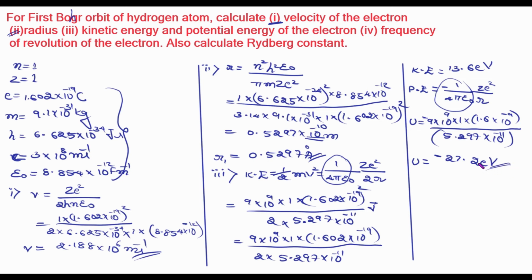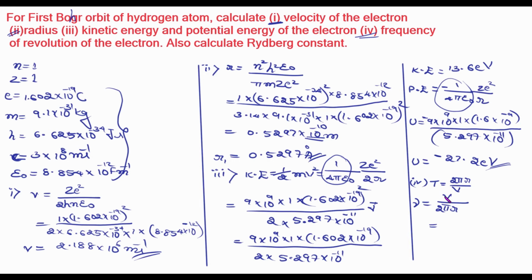This is the value of U. Next, coming on to the fourth question, you need to calculate the frequency of revolution of the electron. Calculate the time period, which is given by 2 pi r divided by velocity. If you reverse it, the reciprocal of time period is frequency. So frequency is equal to v divided by 2 pi r.